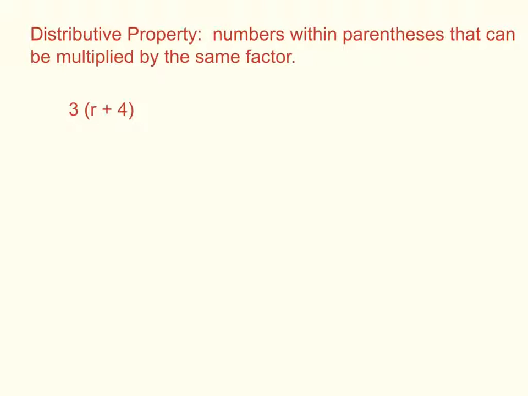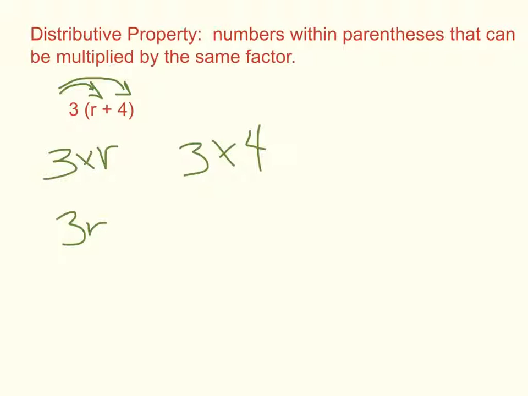So what that means, like I said earlier, is we're going to multiply 3 times r and 3 times 4. Three times r is going to give me 3r, and 3 times 4 is going to give me positive 12. So my answer for this one would be 3r plus 12.